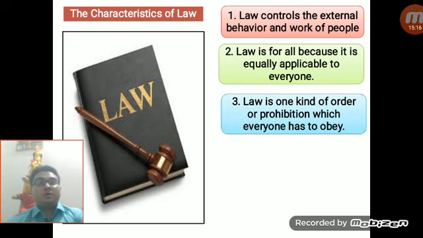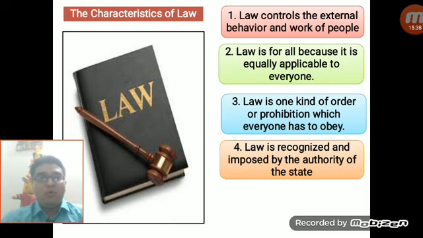Next one is that law is one kind of order or prohibition which everyone has to obey. Definitely you have to maintain law. You have to show your loyalty to law, otherwise you will get punishment by the authority. So this is one of the characteristics of law. Number 4, law is recognized and imposed by the authority of the state. That means law will be practiced and imposed by recognized authorities like the state, like the law enforcement agencies. Okay, so this is one of the characteristics of law.